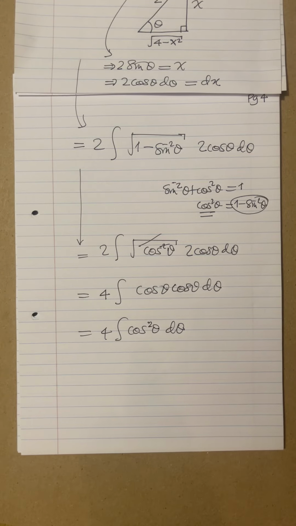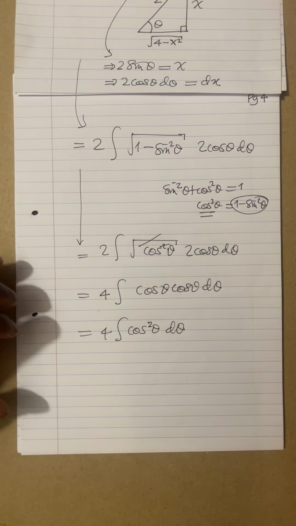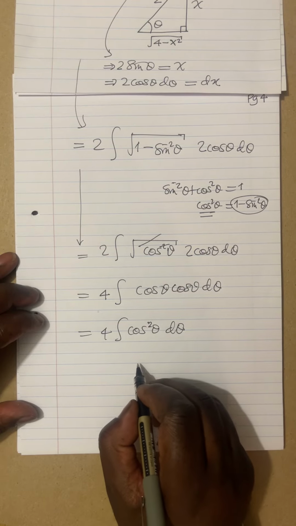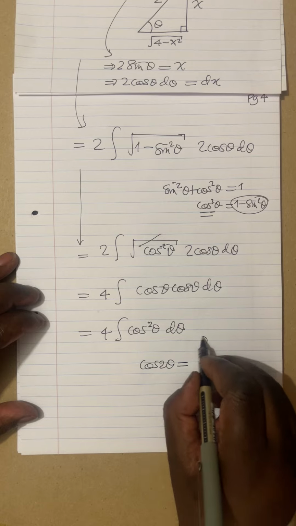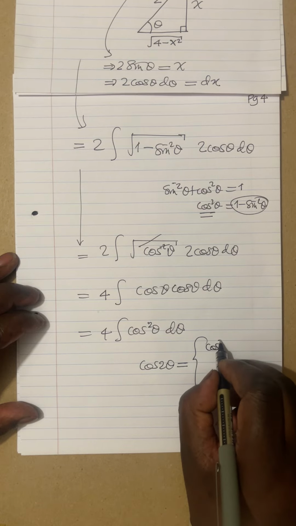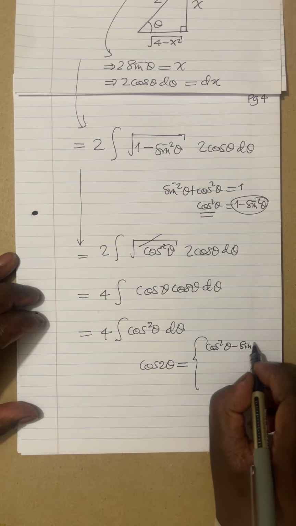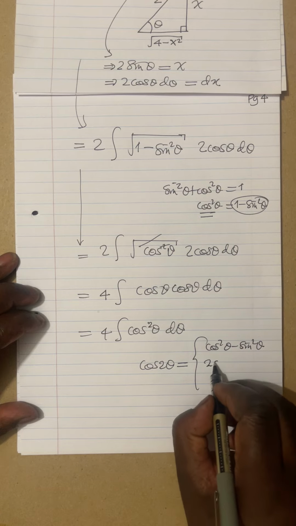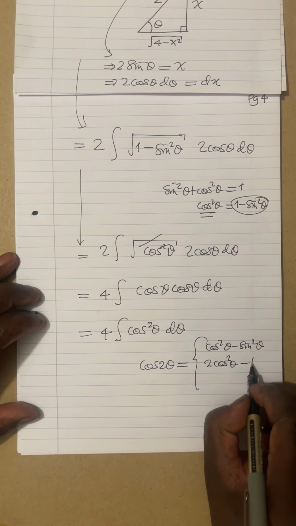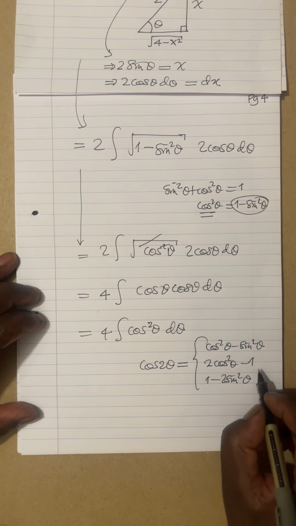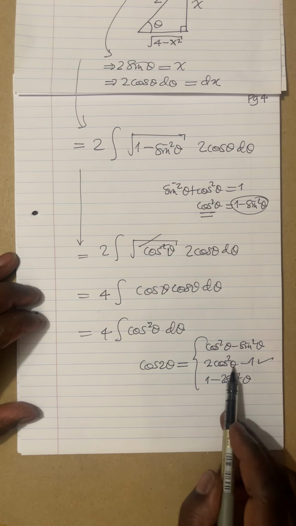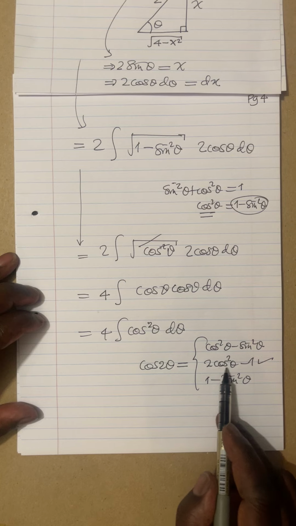Now I have to remind you of what we call the double angle formula for cosine. The double angle formula for cosine says cosine of 2 theta has 3 expressions. The first one is cos squared theta minus sine squared theta. The second one is 2 cos squared theta minus 1. The third one is 1 minus 2 sine squared theta. We're going to take the second one because that's the one that contains cos squared of theta. And we're going to solve for that.